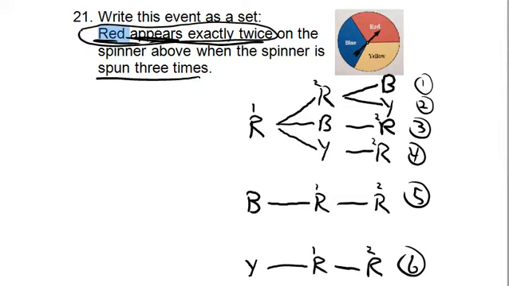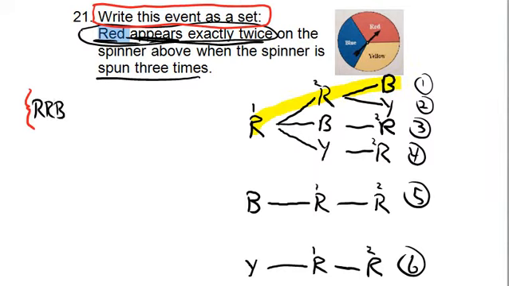They actually ask us to write the event. So they want us to write that event as a set, not to count. So you're going to write a set that contains all these possibilities. So the first one is RRB. The next one is RRY.